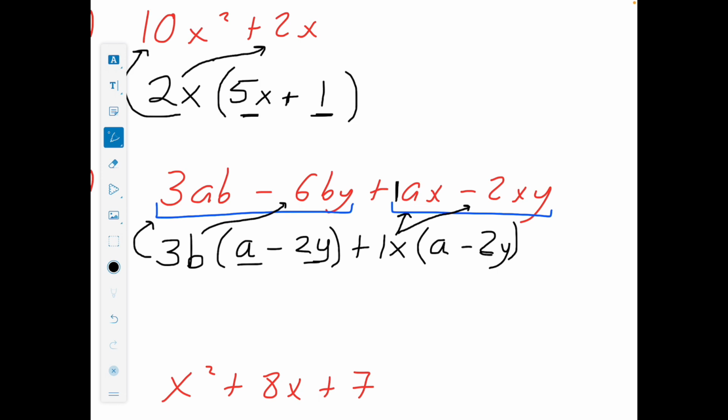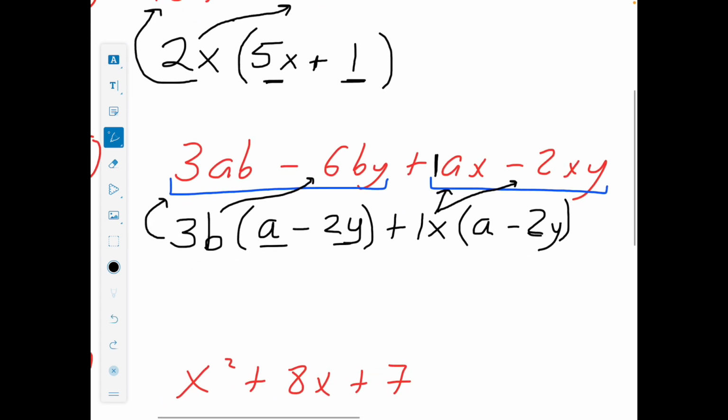Now, what you notice here is that our 2 brackets are the same. If your brackets are not the same, you've probably made a mistake, or you might need to reorder the question if it's a really tricky example. But these 2 brackets have to be the same. So a minus 2y have to be the same thing.